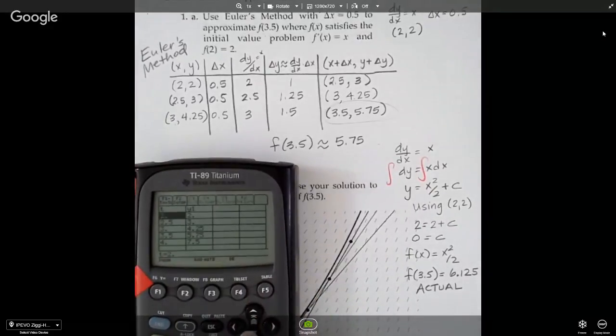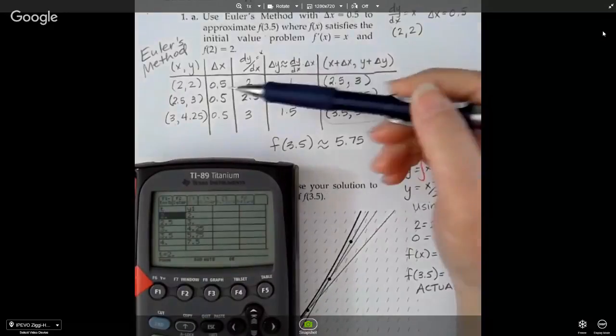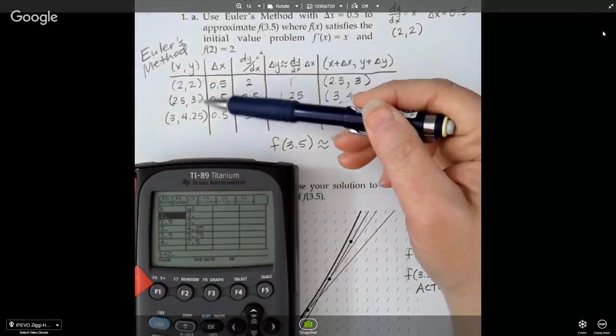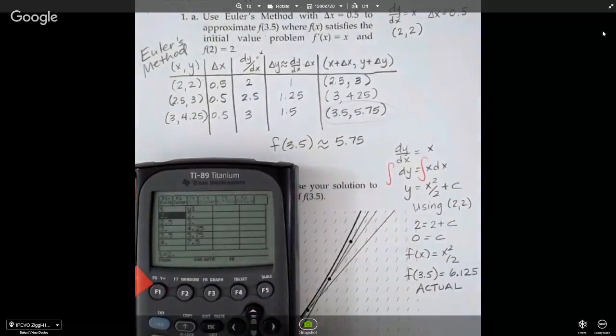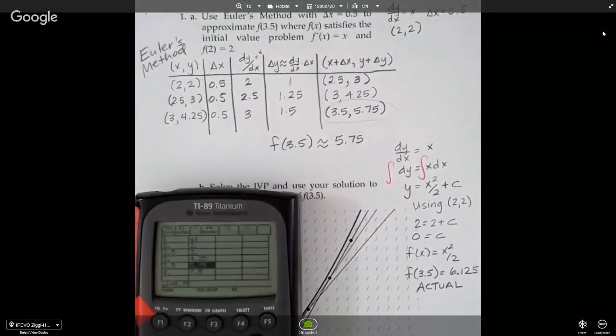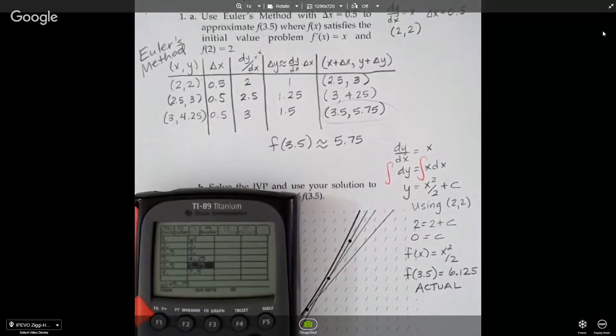And there we go. See, we have our initial point, which was (2, 2), and then we hop to (2.5, 3), and then we hop to (3, 4.25), and at 3.5, Euler's method is going to give us 5.75, which is pretty cool. All right, so our calculator actually does verify that. Pretty nifty. Okay. All right, so that's an example by hand.